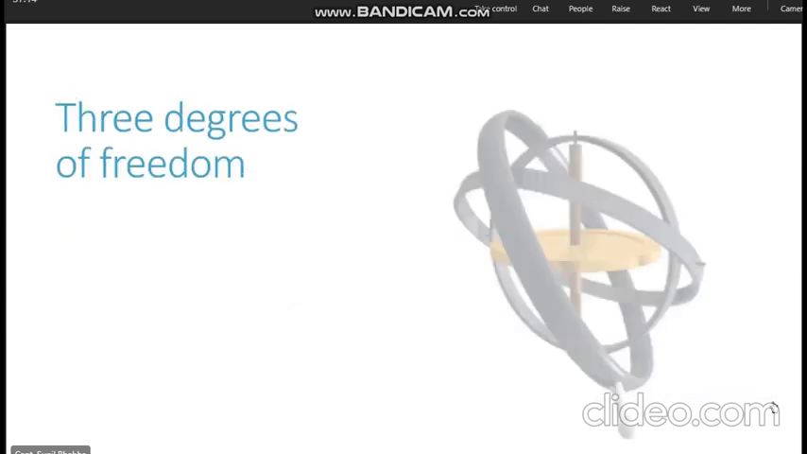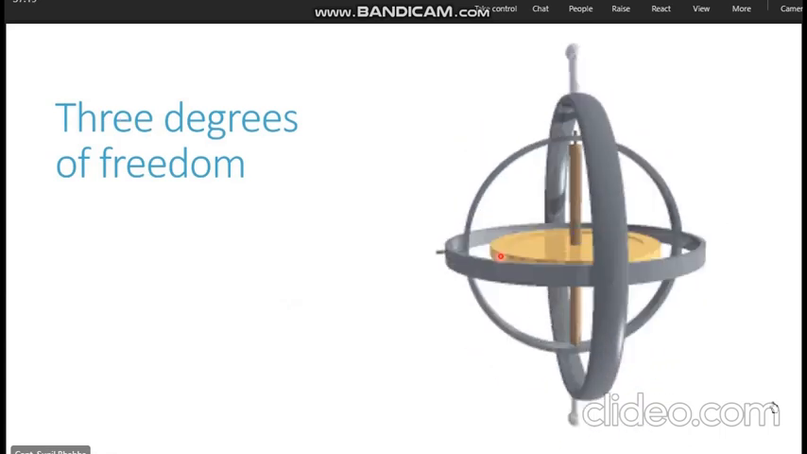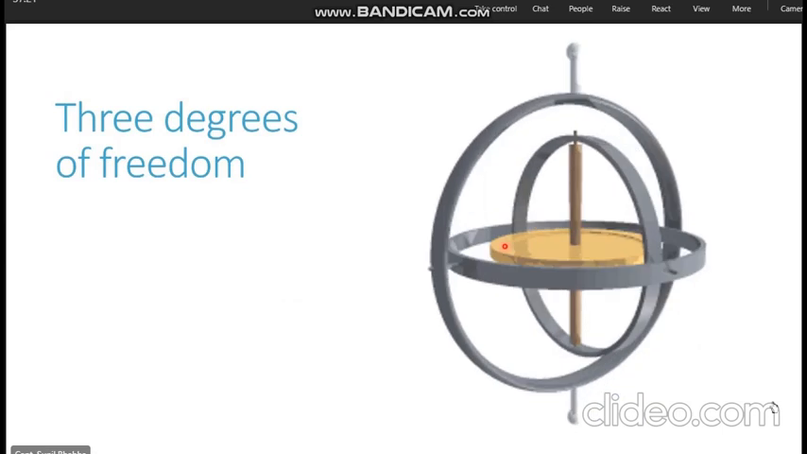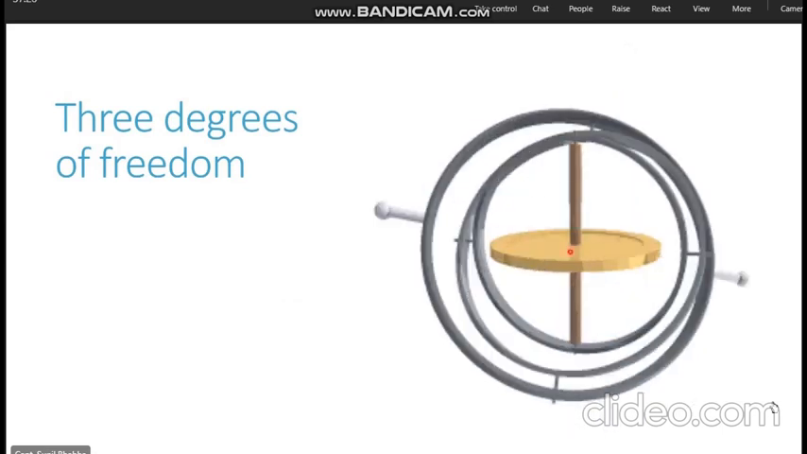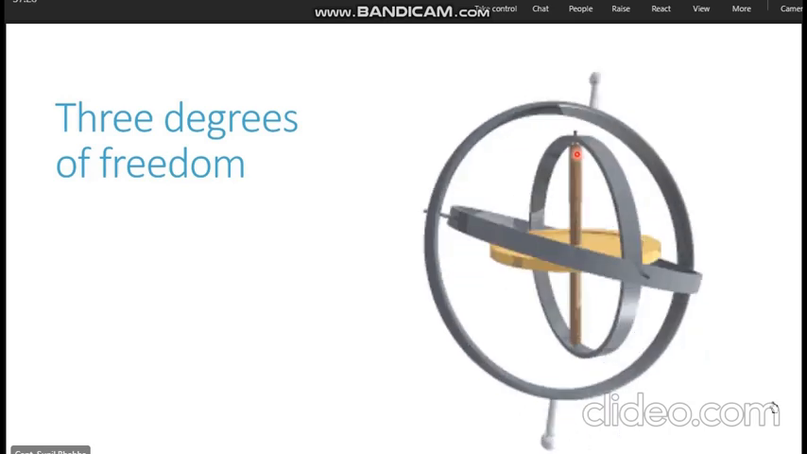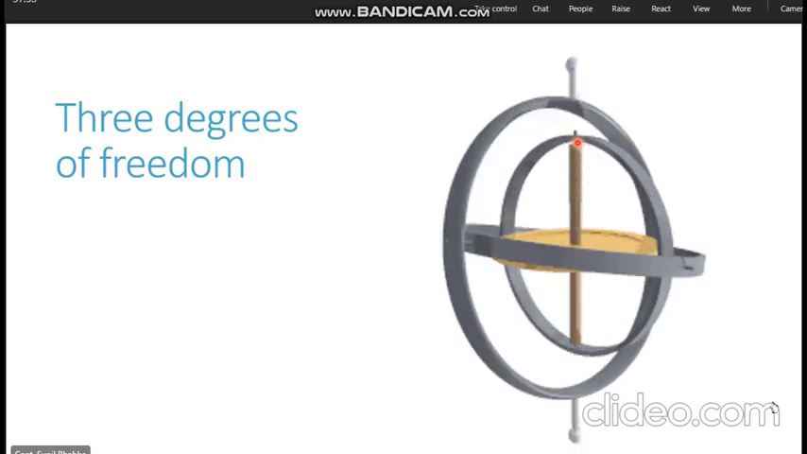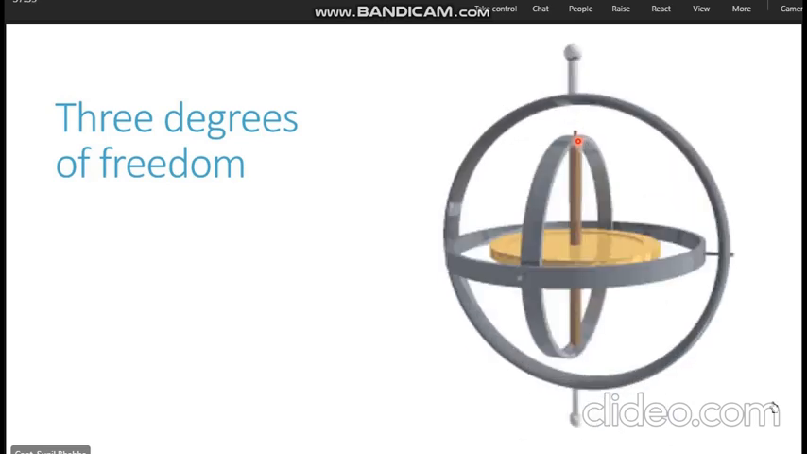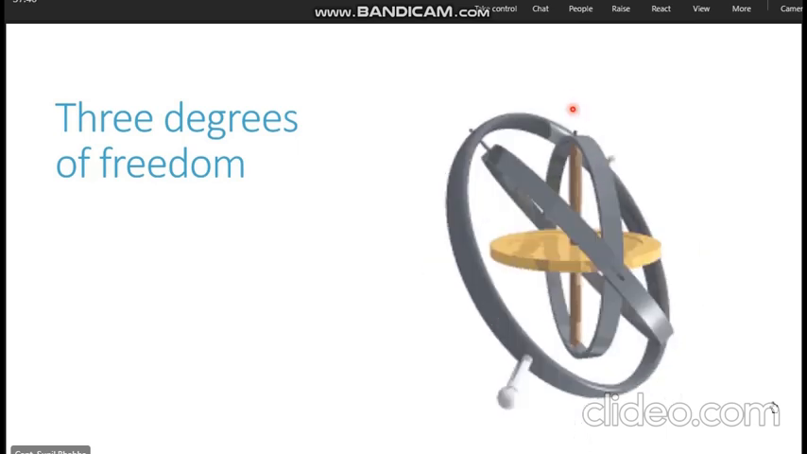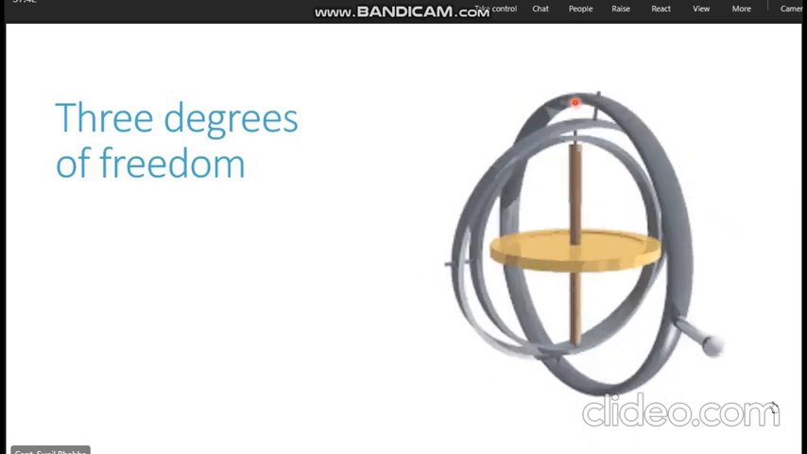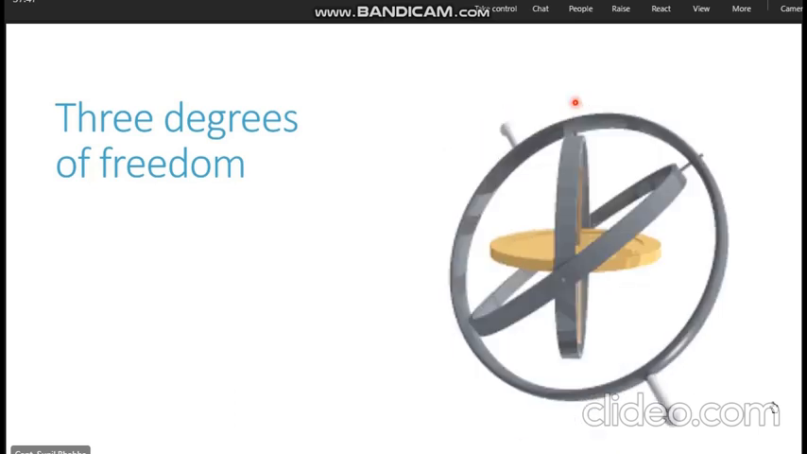Let us see these 3 degrees of freedom by way of an animation. You can see we have the yellow colour part, that is the rotor, and we have the brown rod in the vertical orientation now. The brown rod is the spin axis. The spin axis is connected with 3 outer rings. So you have a ring in the vertical plane, you have a ring in the horizontal plane, and you have an outer member with handles. So this is a free gyroscope having 3 degrees of freedom.